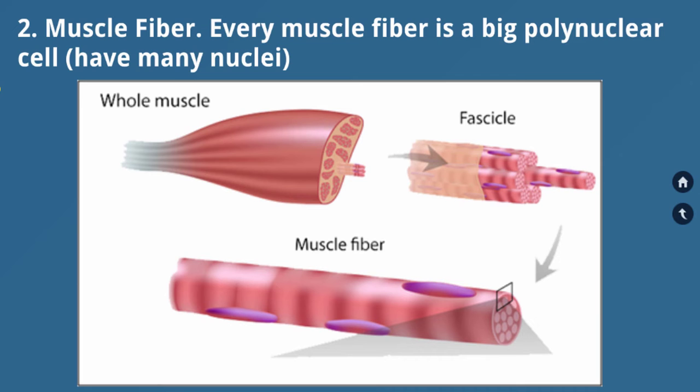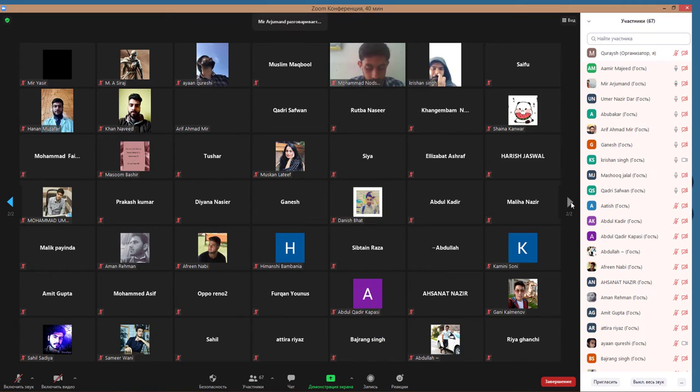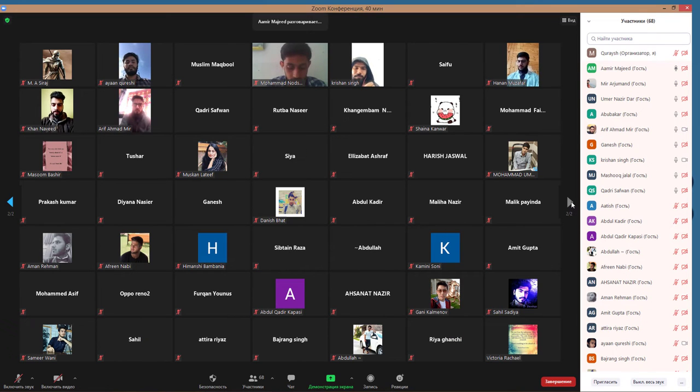Yes, sir. Whole muscle, fascicle that includes several muscle cells, several muscle fibers. This is a fascicle. 10 or 100 muscle fibers is a fascicle. And then whole muscle contains several muscle fascicles. Okay, to better understand the structure of myofibrils, let's watch some video, okay?